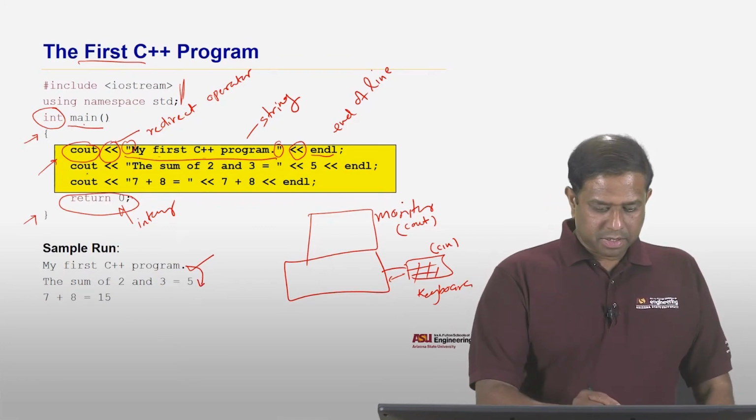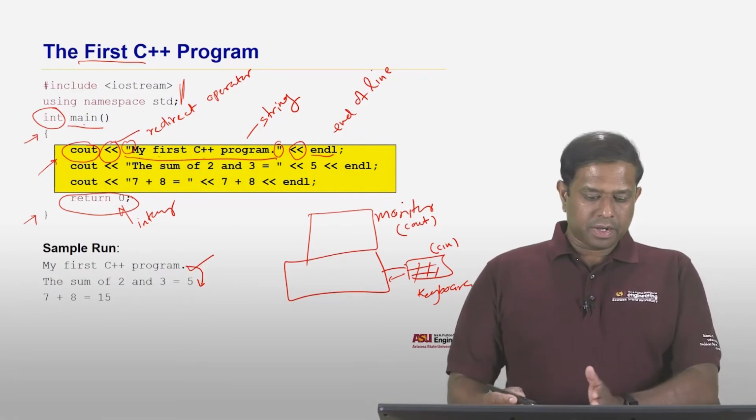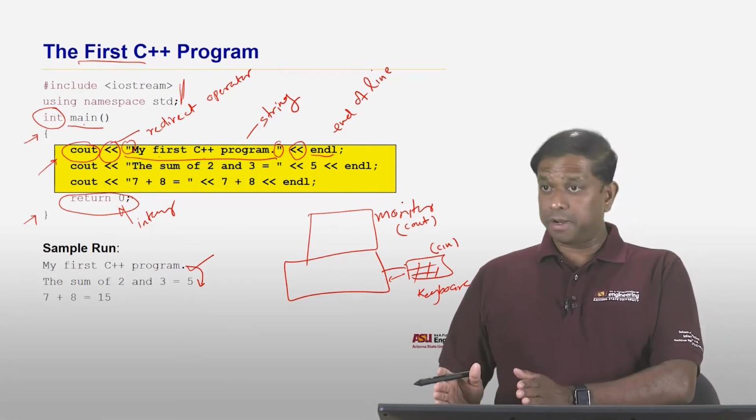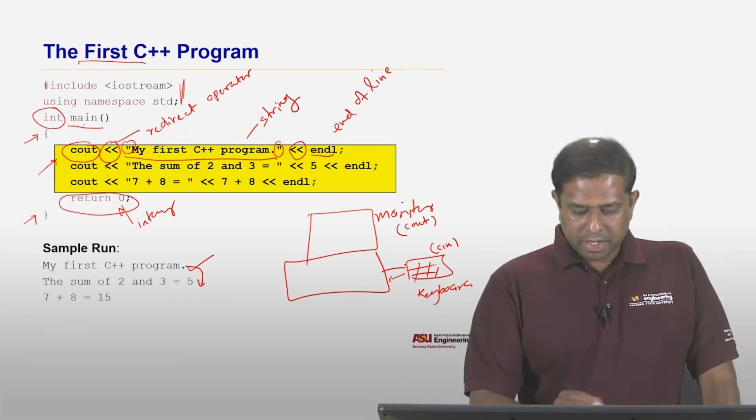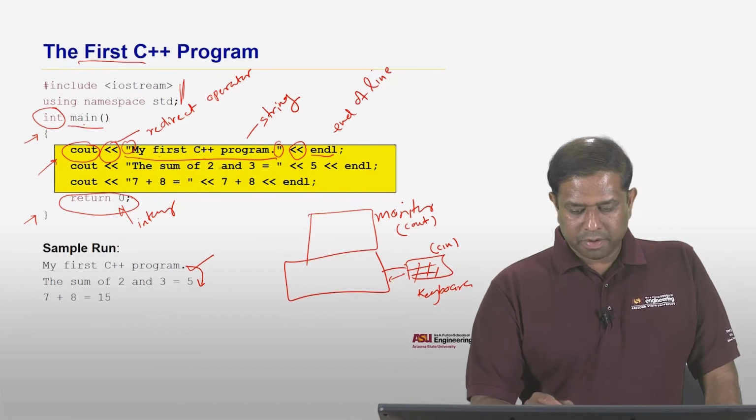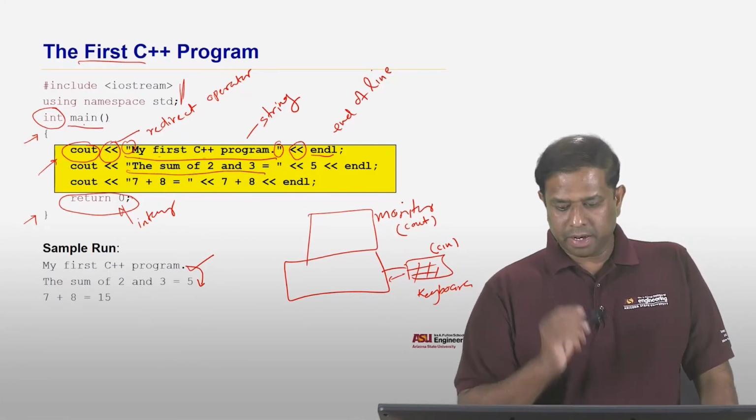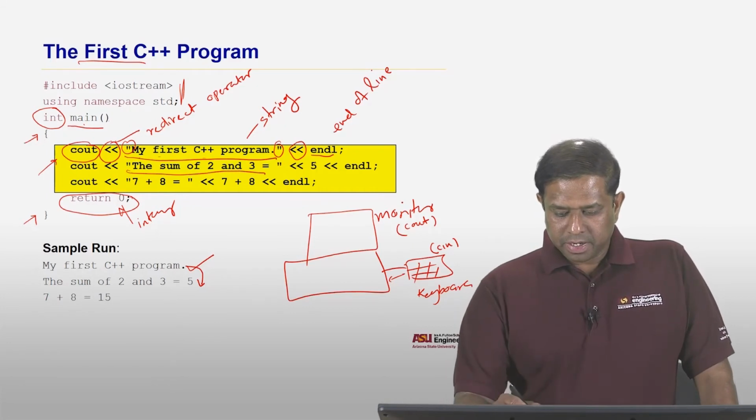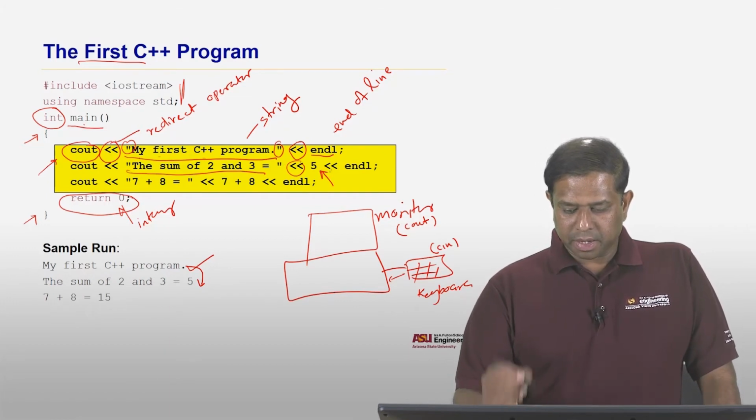Therefore after displaying my first C++ program, we will be going into the second line. In the second line, we have another cout statement. That means we need to send whatever is on the right hand side of the redirect operator to the monitor again. Here we are saying sum of 2 and 3 equals. Now we know that this whole thing is a string again. And then we have another data item separated by the redirect. This data item is a number.